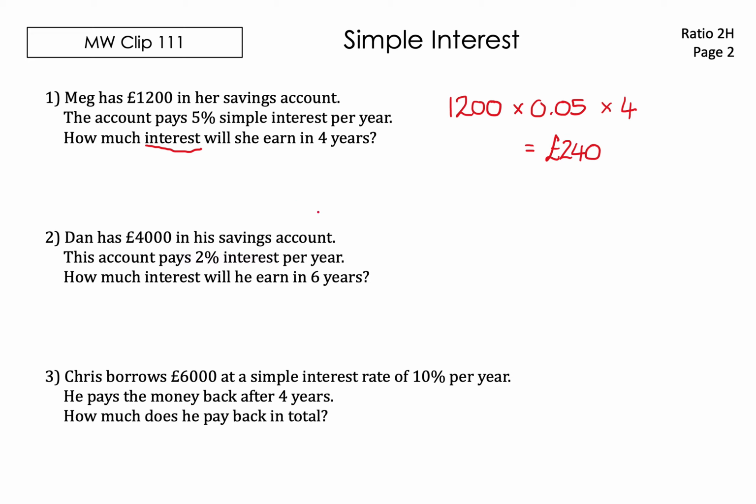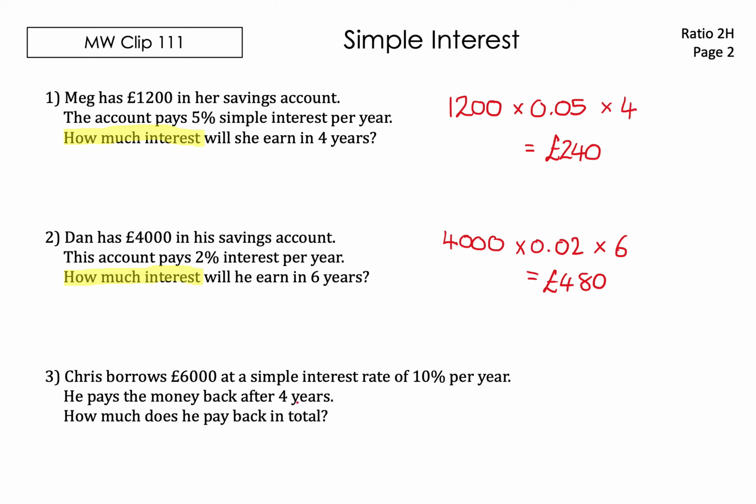Okay, and that has answered the question because it said how much interest will she earn in 4 years. It might have said how much will she have in her account after 4 years, so we need to just make sure we read the question carefully. In fact it might be worth going through and highlighting what the question is actually asking for. So again, the next one, asking how much interest has been earned. So we're going to do 4,000. We're going to find 2% of it by timesing by 0.02, and that's going to happen for 6 years. And that will give £480 interest.